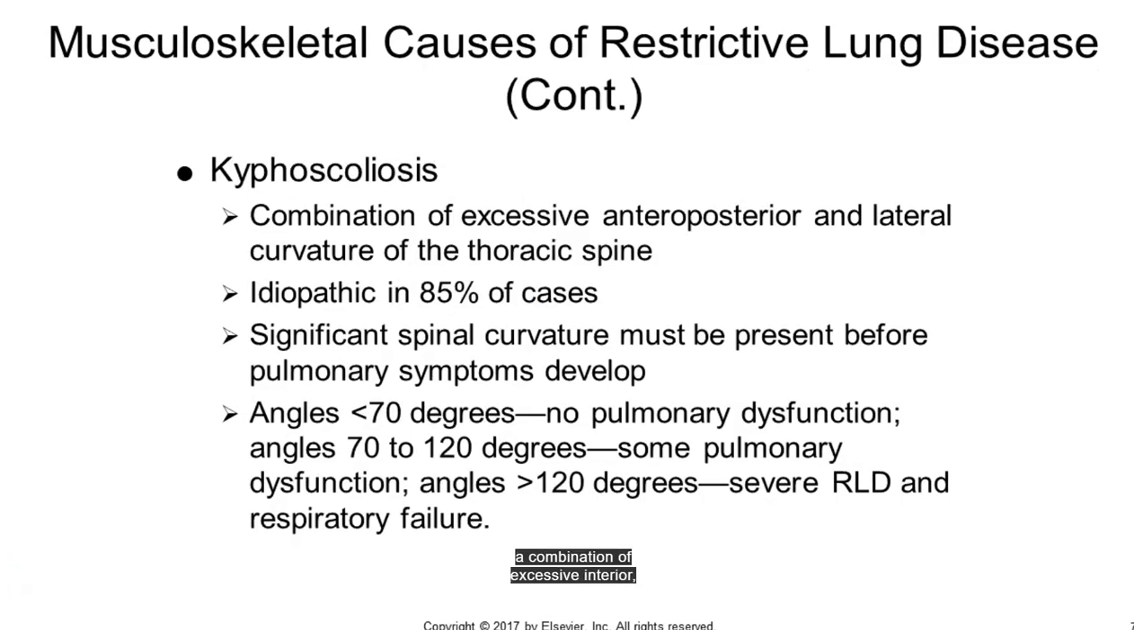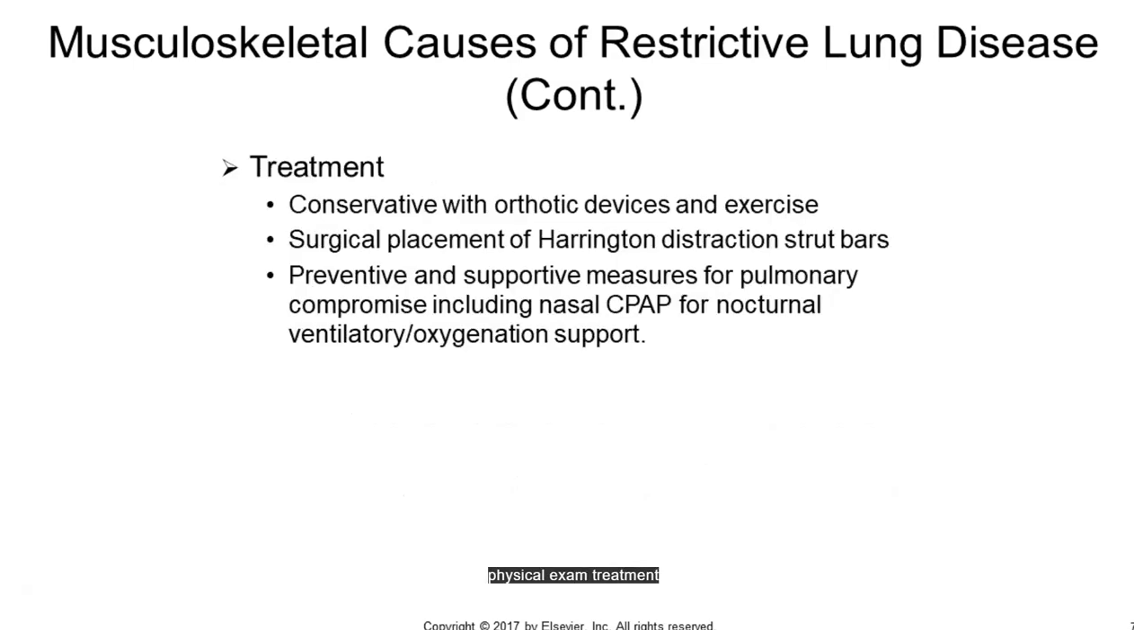Kyphoscoliosis is a combination of excessive anterior-posterior and lateral curvature of the thoracic spine. Spinal curvatures less than 70 degrees usually show no pulmonary dysfunction, but angles between 70 to 120 degrees show some pulmonary dysfunction, and angles of curvature greater than 120 degrees show severe RLD, and respiratory failure usually shows up as less than 40% predicted in vital capacity on PFTs. Confirmation of kyphoscoliosis is done with chest X-ray and physical exam. Treatment includes Harrington strut bars, orthotic devices, or a combination of the two. Nasal CPAP may be used to prevent nocturnal respiratory failure.